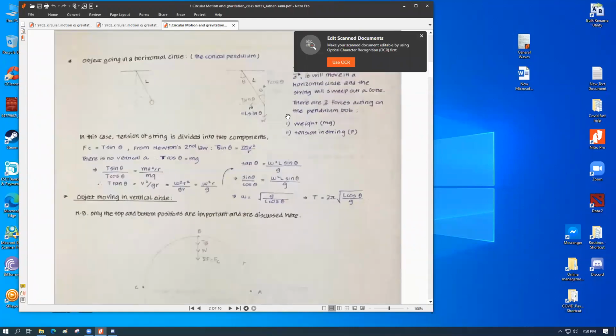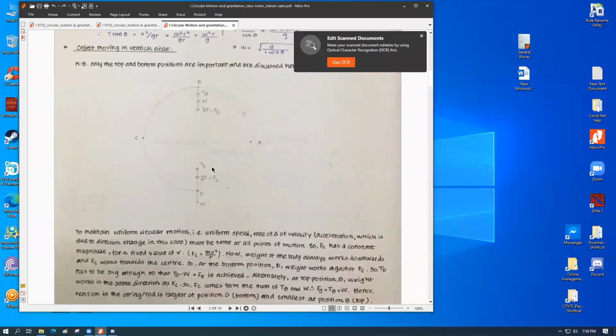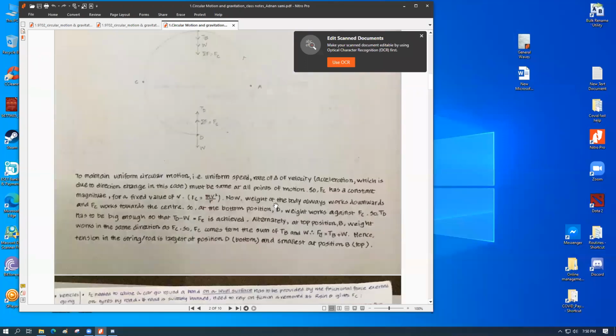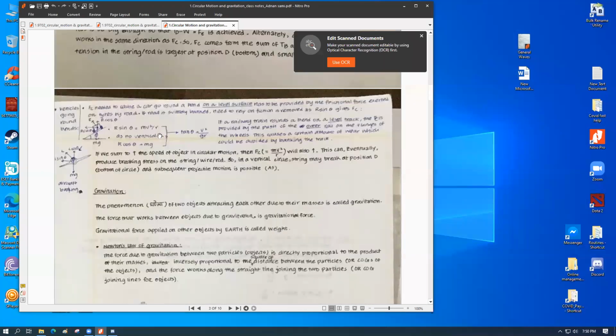Then we have 2 different force situations managed for a horizontal or a conical pendulum, and then we had a certain thing for an object moving in a vertical circle. So we had some discussions over here. We went through them. These are theoretical discussions. And then we have a little bit of questions about banking.